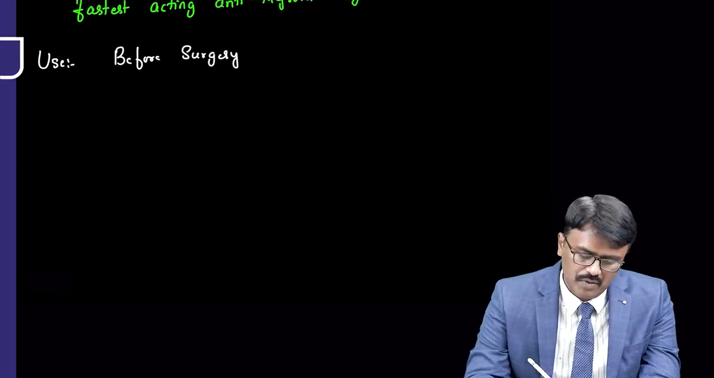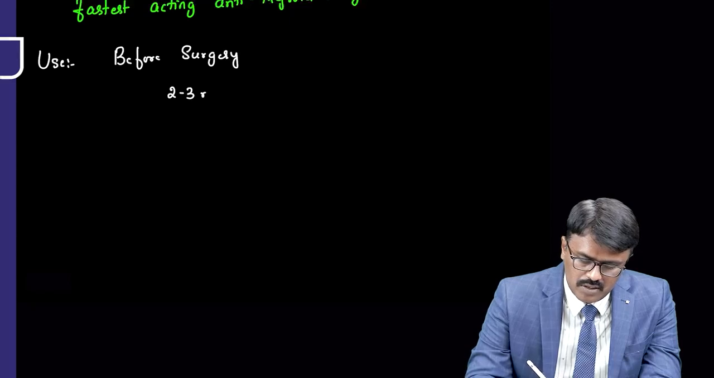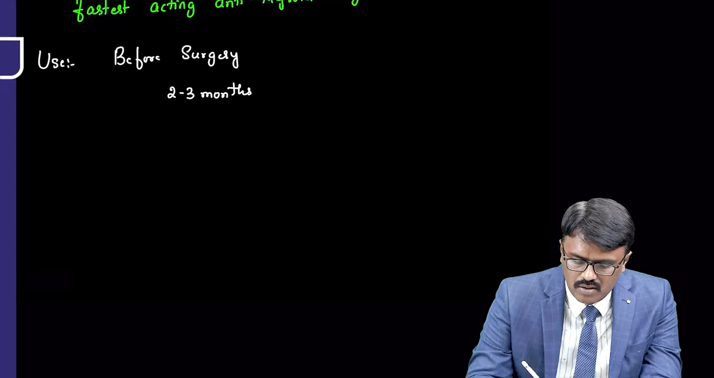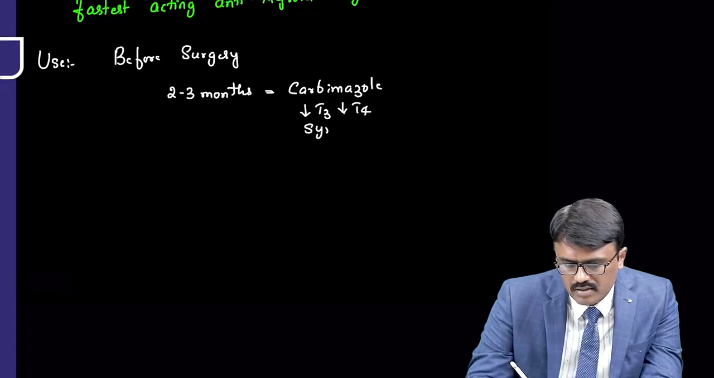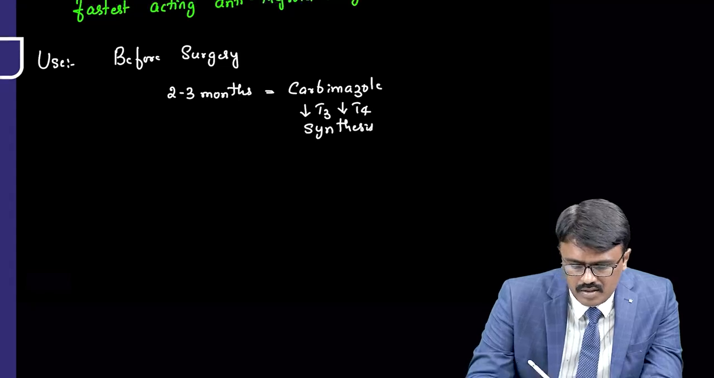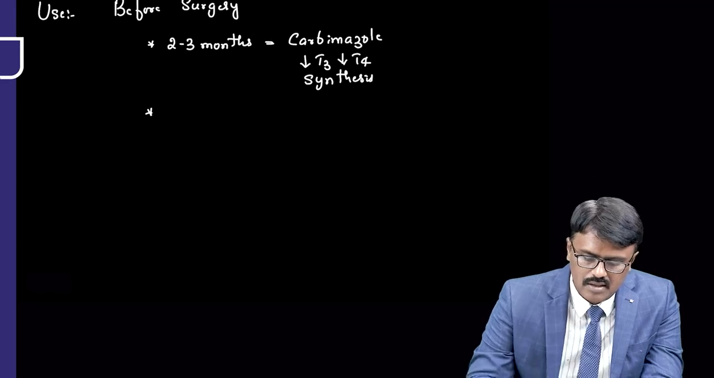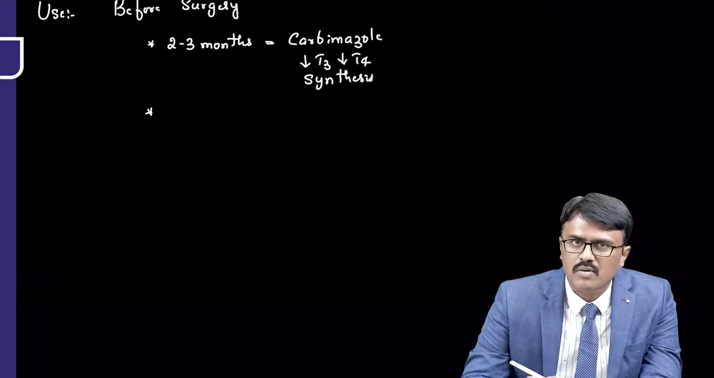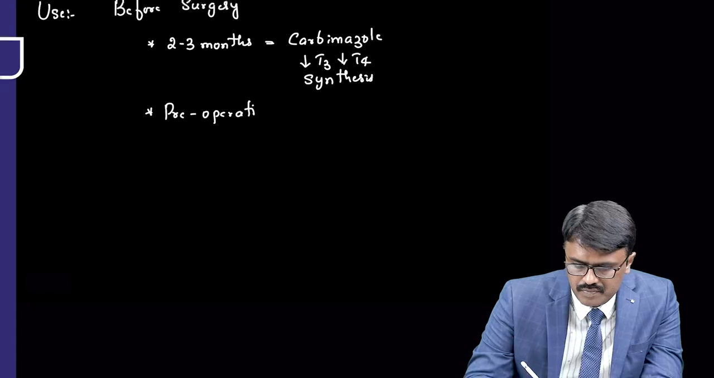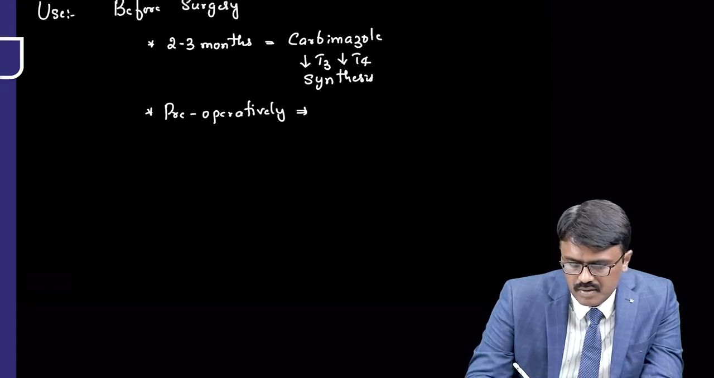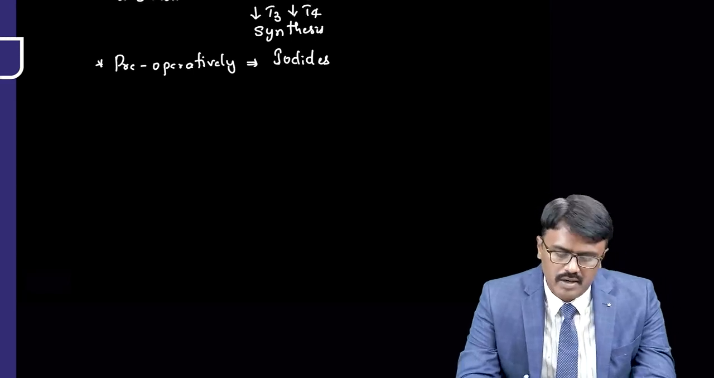Now, what is the plan? What we do is 2 to 3 months before surgery, we start the patient on either carbimazole or propylthiouracil. So these will decrease the synthesis of T3 and T4. That is one. Second, before surgery, 1 or 2 days preoperatively, we give the iodides.